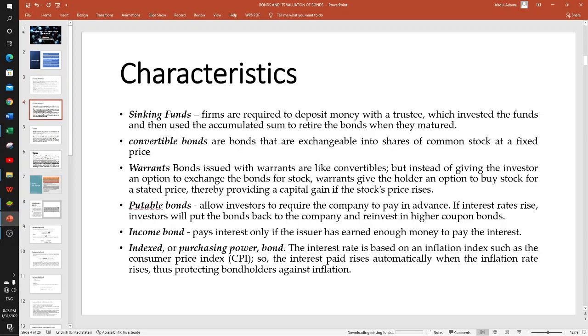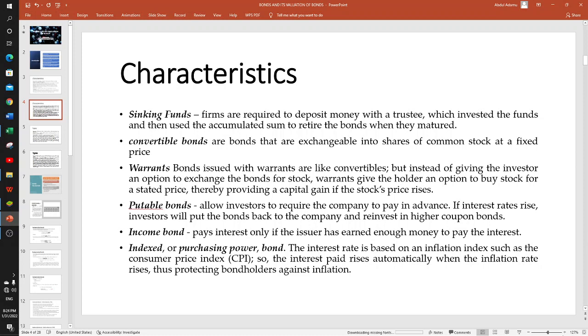Other characteristics are the sinking fund. Normally, firms that are issuing bonds are required to have a sinking fund, and this sinking fund should be with a trustee, so that for those that invested, there will be a fund accumulated to settle them when the bond matures. Then a bond also could be a convertible bond, that is, the holder will have the option to convert it to common stock at a fixed price.